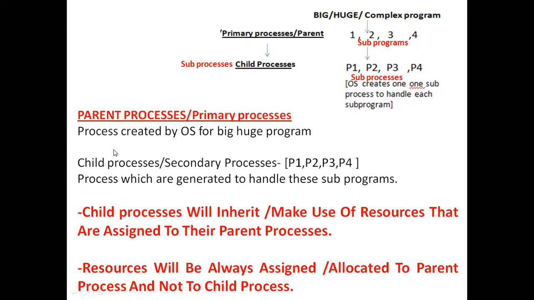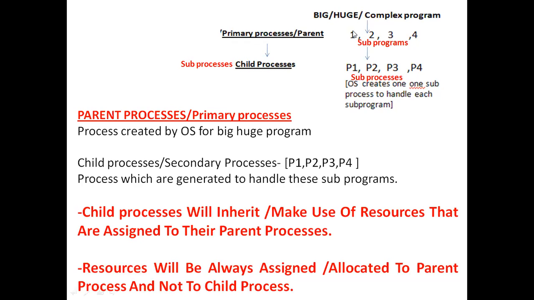And the second point is that these child processes will be inheriting, or making use of, the resources that are assigned to the parent process. So the OS will not be issuing or assigning any sort of resources to the child process. The OS will only assign the resources to the parent process, and a child process, say for example P1, can make use of the resources that are allotted to P1, right?